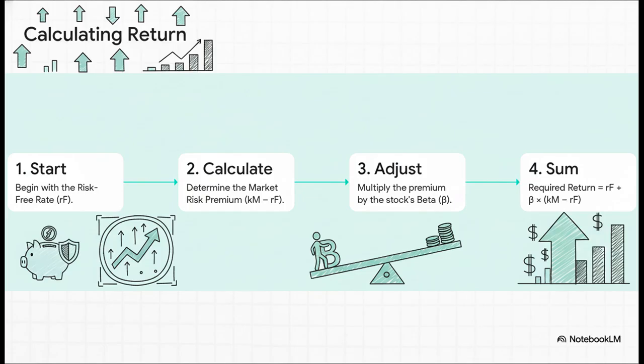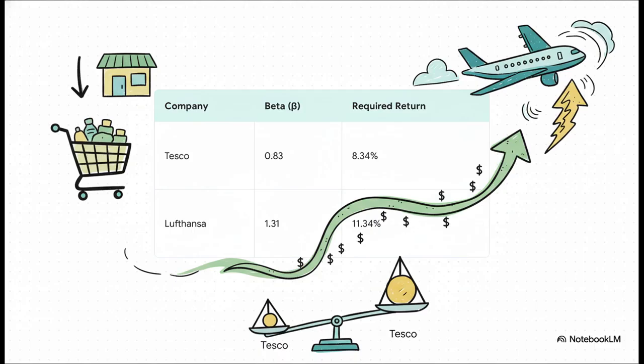That's your risk-free rate. Then you figure out the extra reward the entire market gives you for taking on average risk. We call that the market risk premium. And finally, you adjust that premium up or down based on your stock's specific beta. If you have a high beta stock, you demand a bigger piece of that market premium. Simple as that.